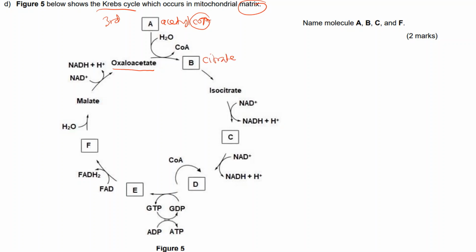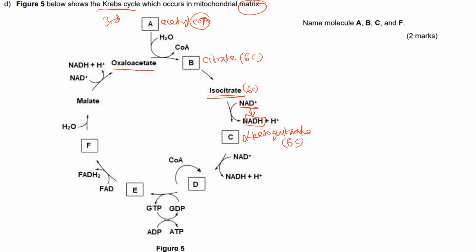Citrate will be converted into its isomer, which is isocitrate, and then isocitrate will be oxidized to form alpha ketoglutarate. Isocitrate that is oxidized will release its electron, received by NAD plus, and NAD plus will be reduced to form NADH. Isocitrate and citrate are 6 carbon compounds and alpha ketoglutarate is a 5 carbon compound.